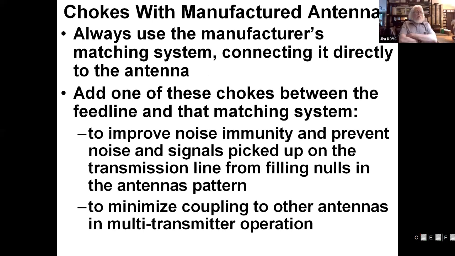What about chokes with manufactured antennas? My advice is to always use the manufacturer's matching system, connecting it directly to the antenna. Then add one of my chokes between the feed line and that matching system. Why are we using one of these chokes? To improve noise immunity, prevent stuff picked up in the nulls from filling in the pattern, and to minimize coupling to other antennas in multi-transmitter operation.